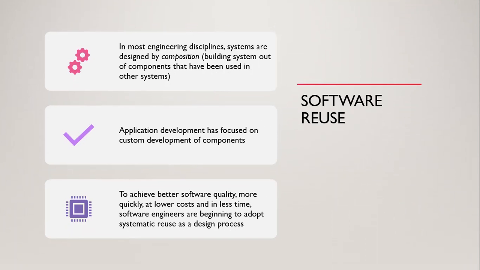In most engineering disciplines, systems are designed by composition, which means building a system out of components that have been used in other systems. The main focus during development is on custom components. To achieve better software quality more quickly and at lower cost, software engineers are adopting systematic reuse as a design process.